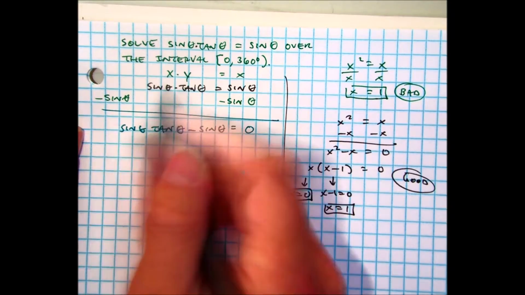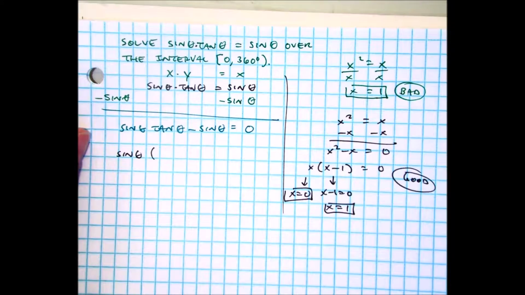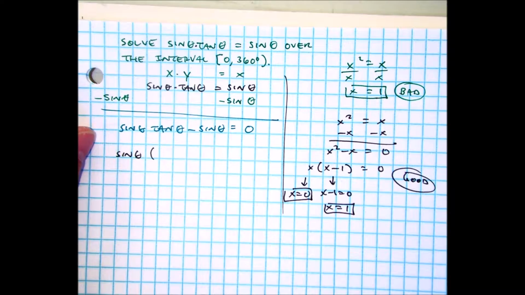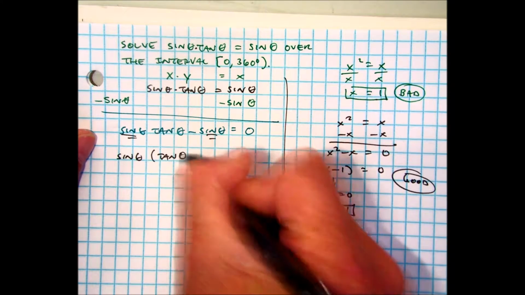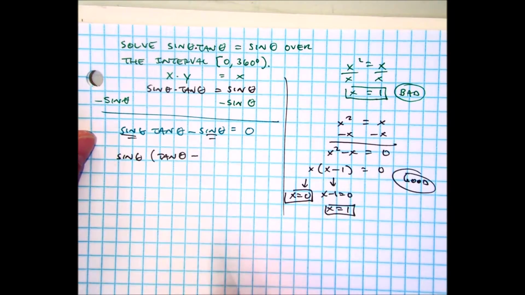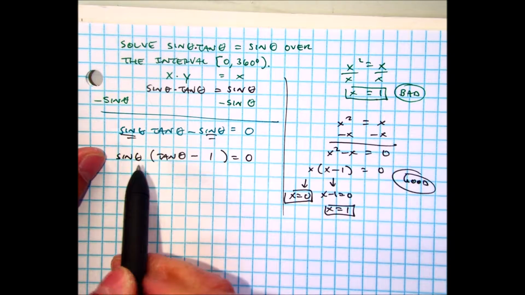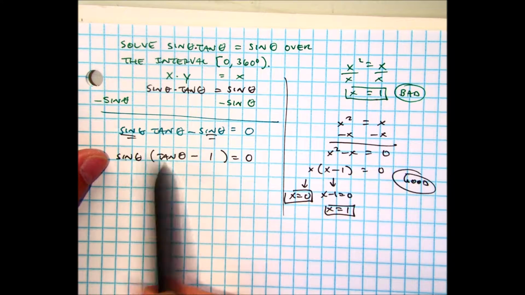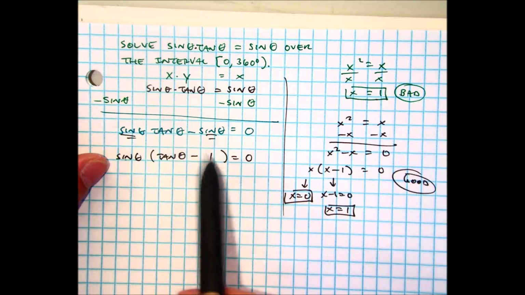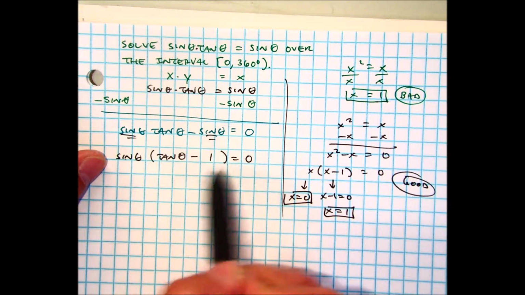And then I'm going to factor out a sine theta. What's left, class? Tangent theta minus 1. Because if I check my answer in factoring, class, what's sine times tangent? Sine times tangent. Class, what's sine times negative 1? Negative sine theta. So the common mistake is not to have anything over here.